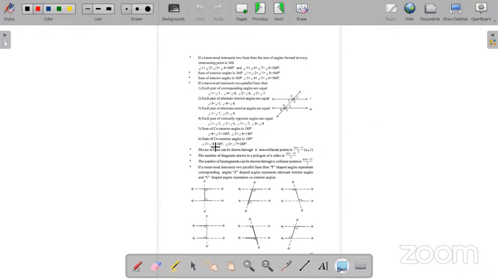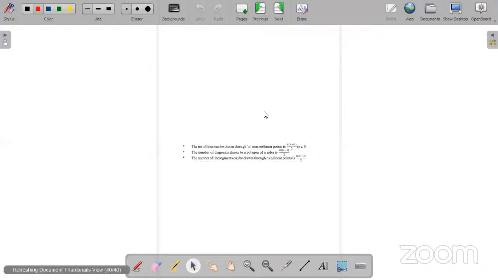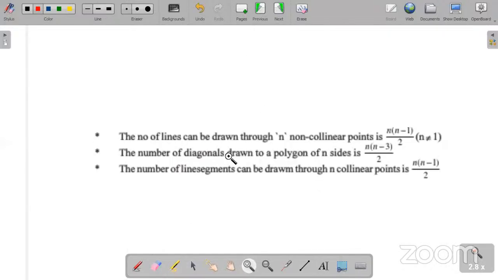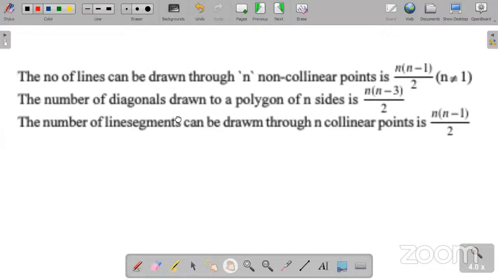Right. So one more important point. These formulae you remember, these very, very important formulae. Note down in your notebook. The number of lines that can be drawn through n non-collinear points: for example, in a plane there are n non-collinear points. How many lines can be drawn? That formula is n into n minus 1 by 2. This is the first formula.